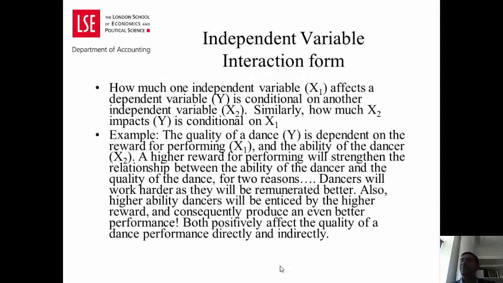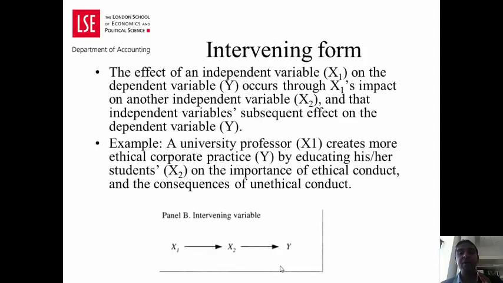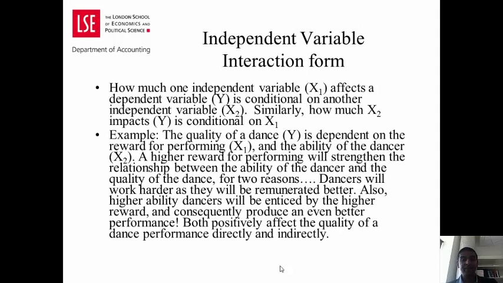The third form is the independent variable interaction form. Here, how much one independent variable X1 affects a dependent variable Y is really dependent, conditional, on another independent variable. So X1 can affect Y by itself, but its effect on Y can also be impacted by X2. So X2 can affect the relationship between X1 and Y. Now you'll recall, in our first form, additive form, X1 affected Y with no intervention from X2. X2 affected Y with no intervention from X1. But in this third form, there is an interaction.